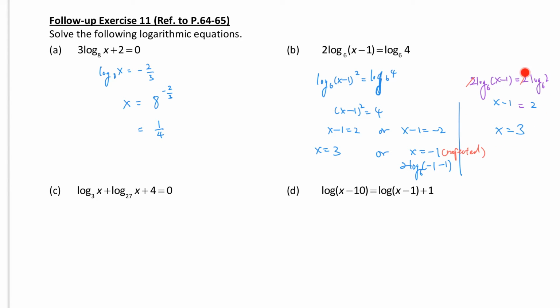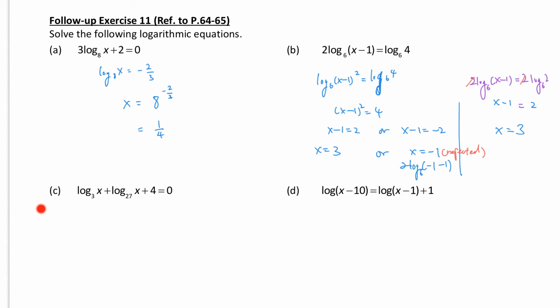So this method is correct, and this method is also correct, but you need to check your answer. And sometimes I will also put this 3 into the equation, obviously, log base 6. If I substitute back 3 minus 1 and then square it, okay, put it back into the logarithmic function, that means log 4 is equal to log 4. They're equal.